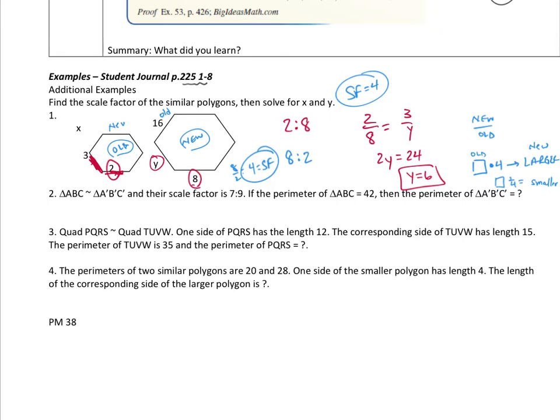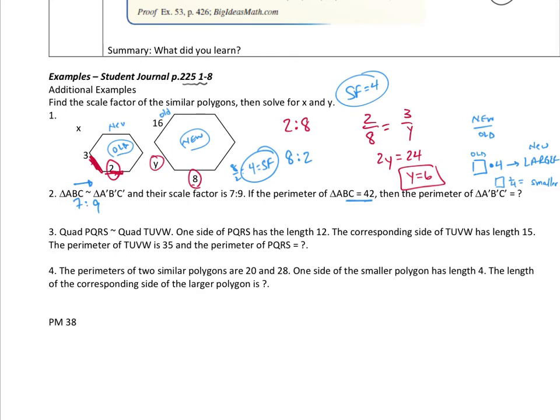Okay, over here, triangle ABC is similar to triangle A prime, B prime, C prime, and their scale factor is 7 to 9. If the perimeter of triangle ABC is 42, then find the perimeter of triangle A prime, B prime, C prime. Okay, so we know a scale factor, and the way they're indicating it, just the way it's written, is from 7 to 9. The scale factor goes this way, right? And if the perimeter of ABC is 42, then find the perimeter of A prime, B prime, C prime.